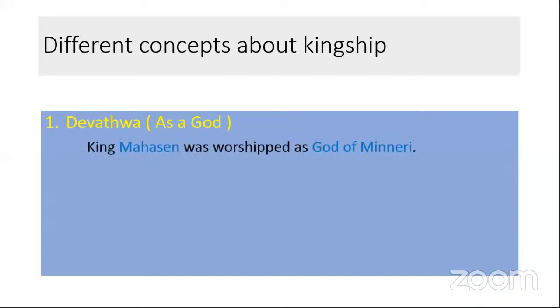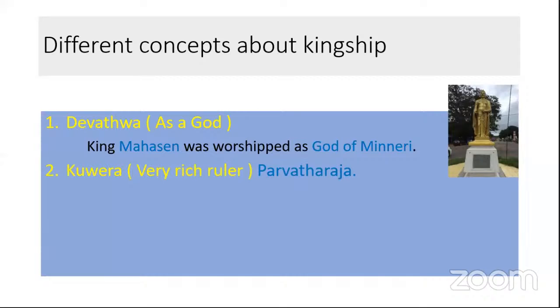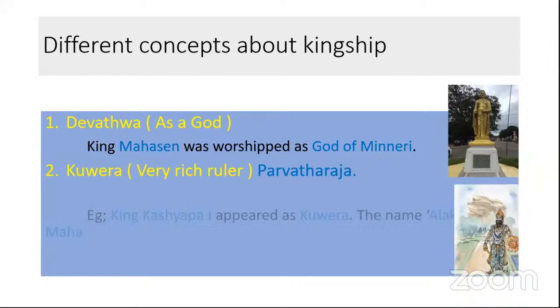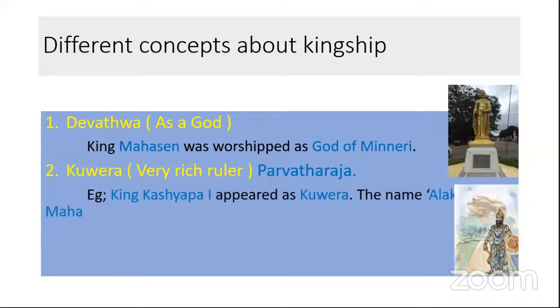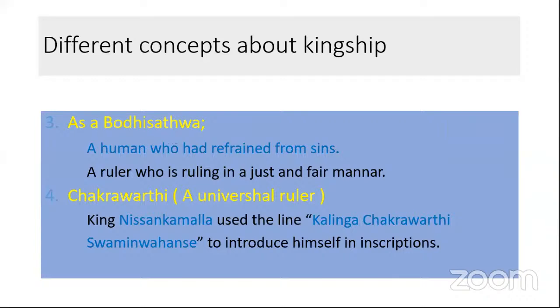Second concept is Devatva. King Mahasen was worshipped as god of Mineri. And Kuber was the third concept, a very rich ruler. Even Parvataraja we call. King Kashyapa of Sigiriya referred to himself as Parvataraja or Kuera. Alakamandadipati Maharaja, he was using this name in inscriptions. And Bodhisattva, a human who had refrained from sins. Chakravarti, a universal ruler. Nisankamala was the king who used that concept. Chakravarti, a universal king.